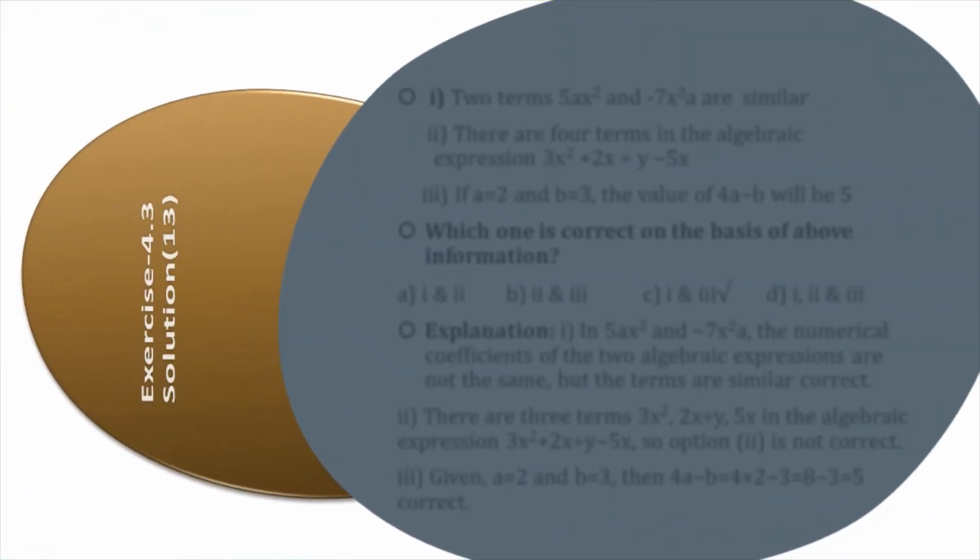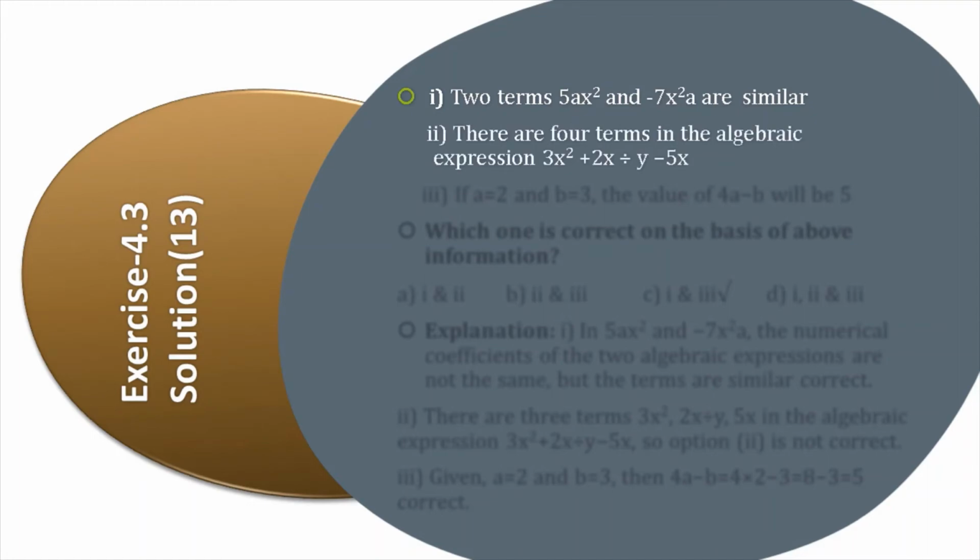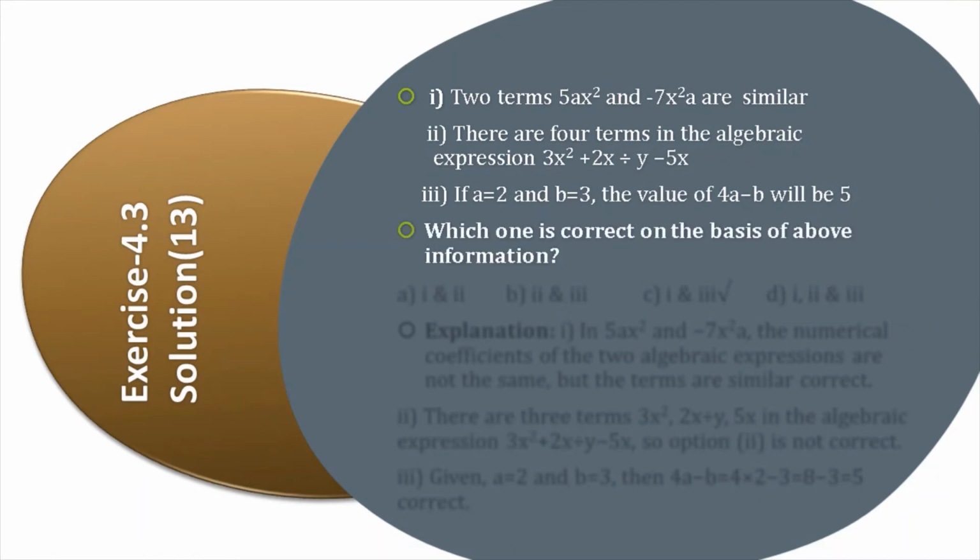So this is solution number 13. Number 1, the two terms 5a x square and minus 7x square a are similar. Number 2, there are 4 terms in the algebraic expression 3x square plus 2x divided by y minus 5x. Number 3, if a equals 2 and b equals 3, the value of 4a minus b will be 5. Let us see the question. Which one is correct on the basis of the above information? The answer will be C, 1 and 3 is correct.